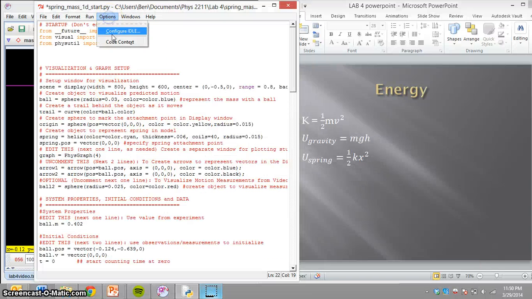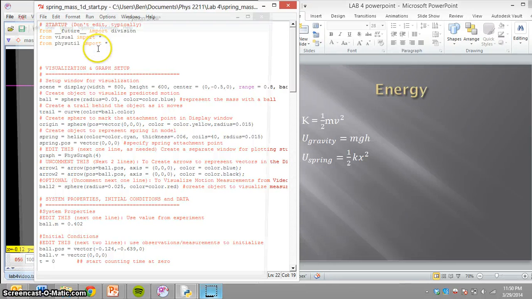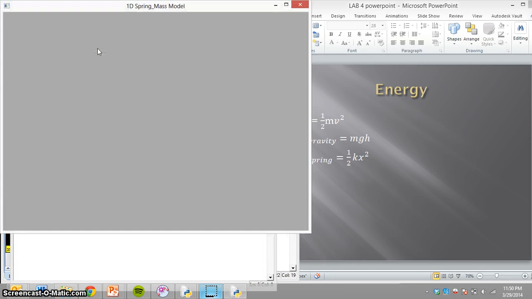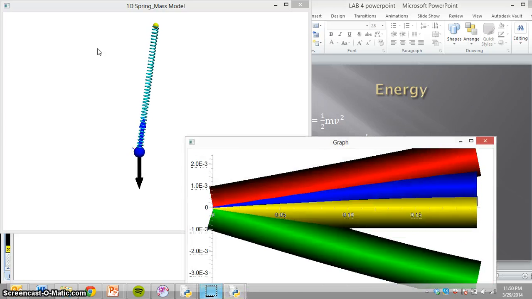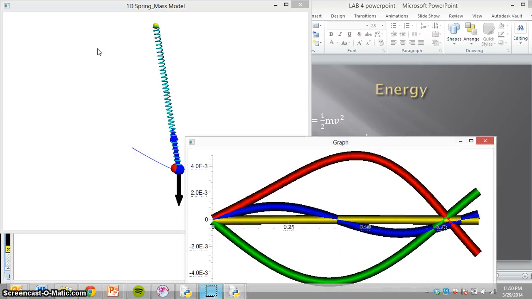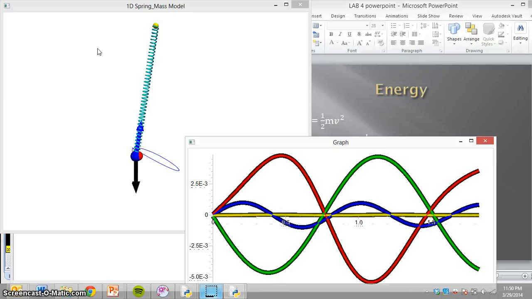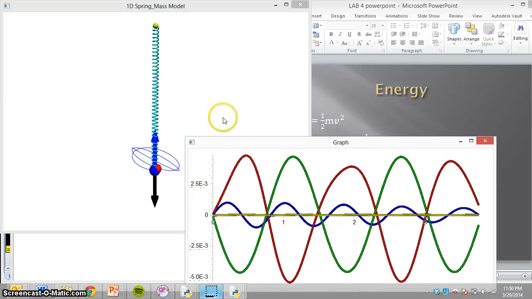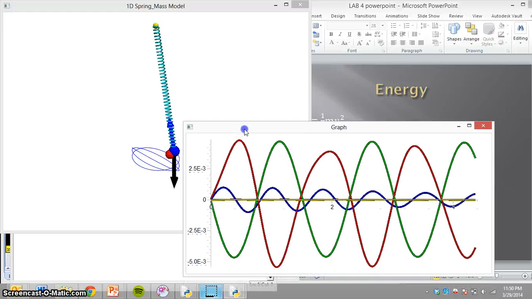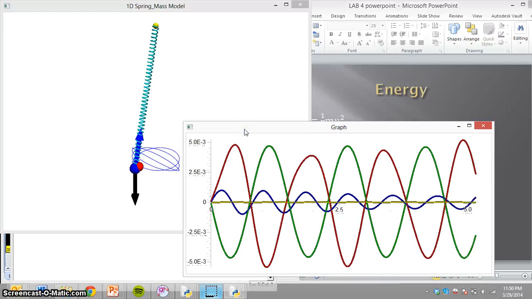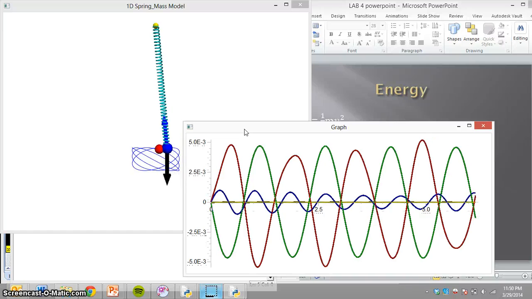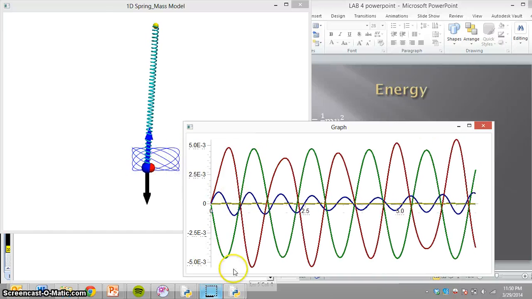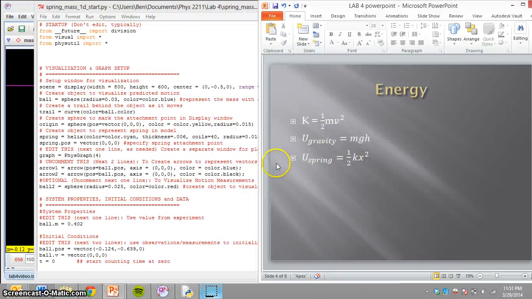We can also see the graph of our energies. Now these are our kinetic, potential, spring potential, and total energies. The yellow line is the total energy, as you can see, or delta total energy. It doesn't change. Now let's look at our questions.